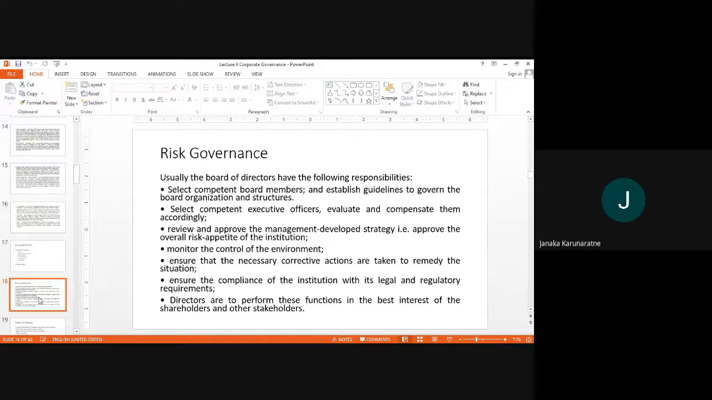Monitor the control environment. So again, monitor how the environment is controlled. Ensure that necessary corrective actions are taken to remedy the situation. So it is the responsibility of the board, given any unwarranted risk event identified, possible risk event identified, possible incident identified, to take corrective actions. Ensure the compliance of the institution with legal and regulatory requirements. It's very important, especially in banks and other regulated financial institutions. They have a dedicated compliance officer. So ensuring compliance of the institution is a responsibility of the board.